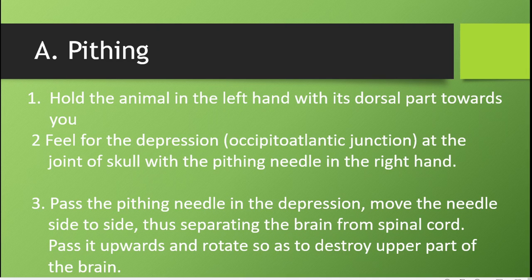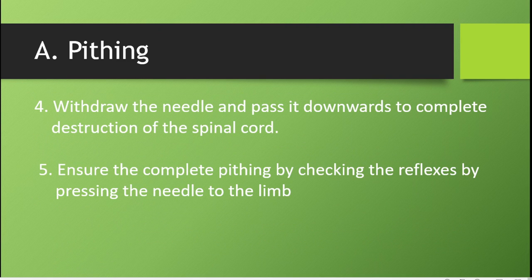In this method we have to hold the animal in the left hand with the dorsal part towards you, and feel the depression, called the occipito-atlantic junction, at the joint of the skull, with the pithing needle in the right hand. Pass the pithing needle in the depression, move the needle from side to side, thus separating brain and spinal cord, and pass it upward and rotate so as to destroy the upper part of the brain. Then withdraw the needle and pass it downward to complete destruction of the spinal cord.